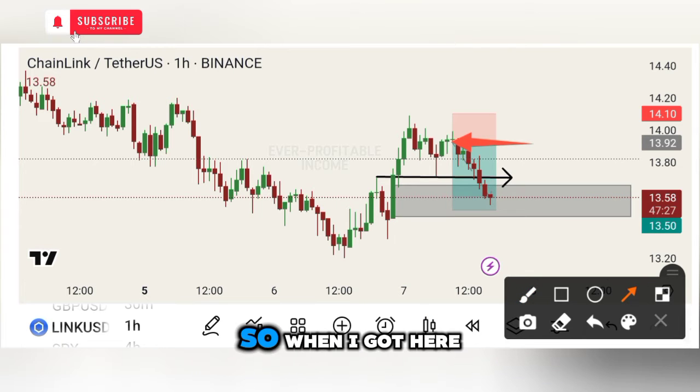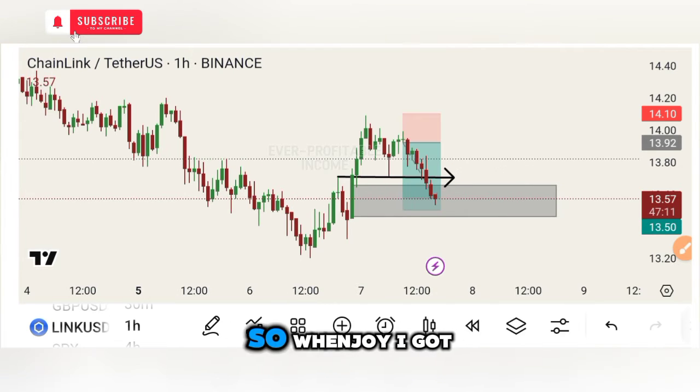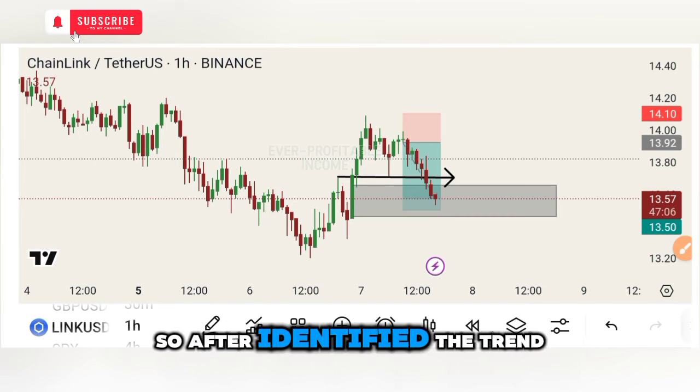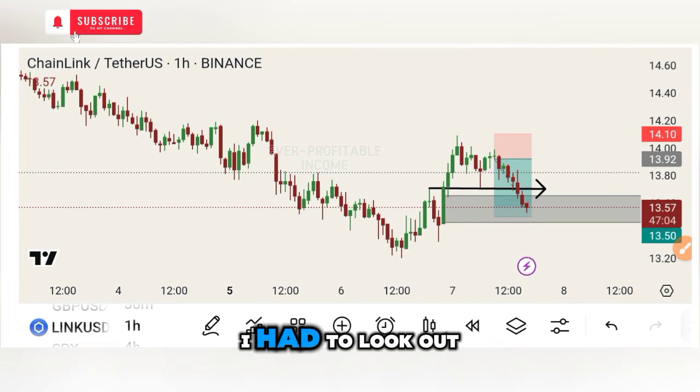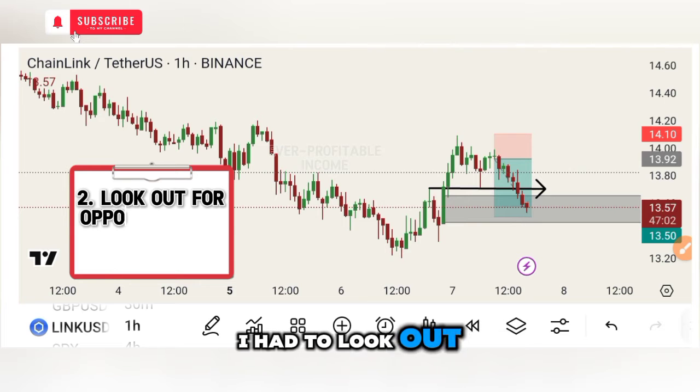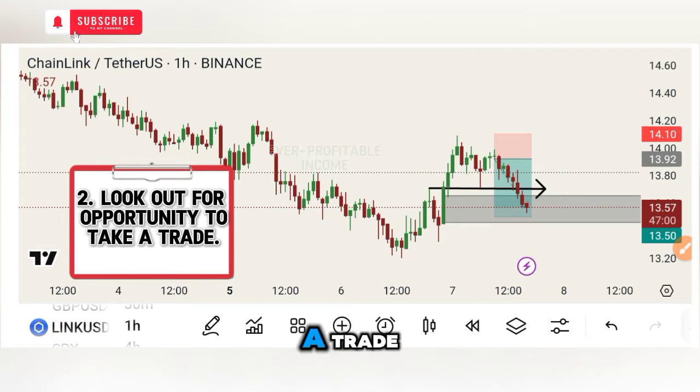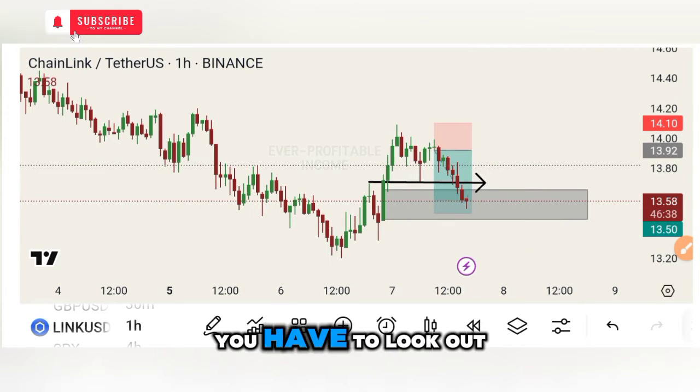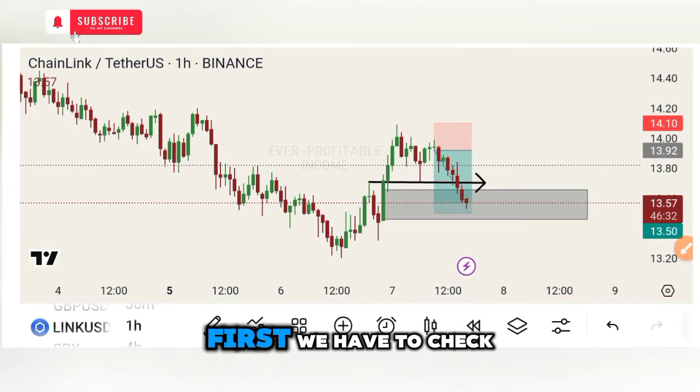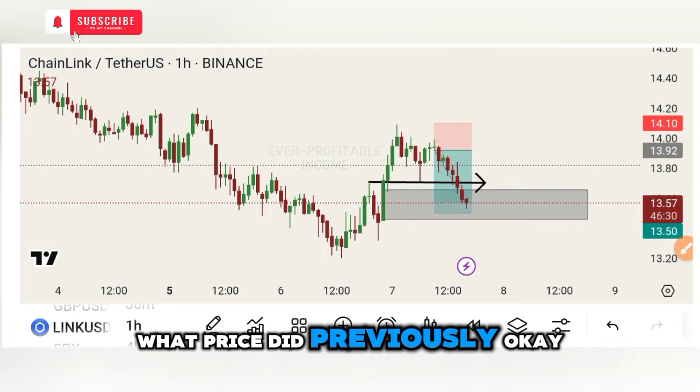When I got here, the first thing I did was to identify the trend. After identifying the trend, I had to look out for any opportunity to take a trade. To know if you can take the trade right now or you have to wait, first of all, you have to check what price did previously.